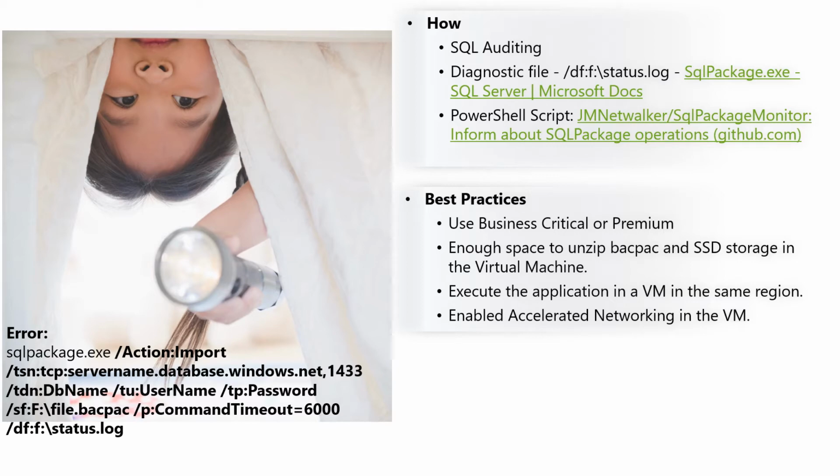Also, another recommendation, depending on the size of the bacpac file and the speed that you want to have, is to use SSD storage in the virtual machine. Also, two things that I think are obvious: run the SQL package in a VM that is in the same region as the database, and enable accelerated networking in the VM, because we are going to transfer data to SQL Azure in this case.